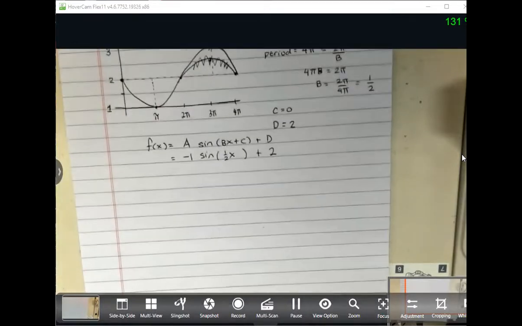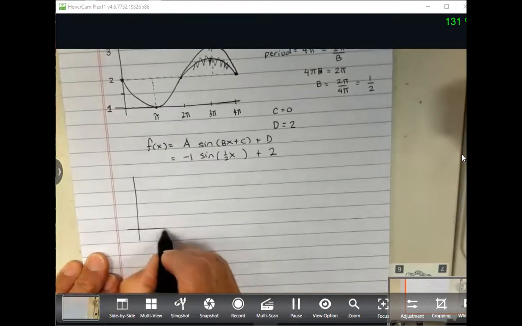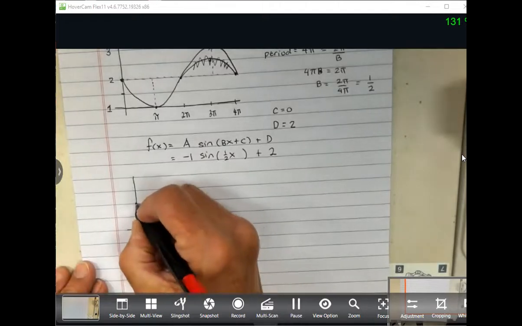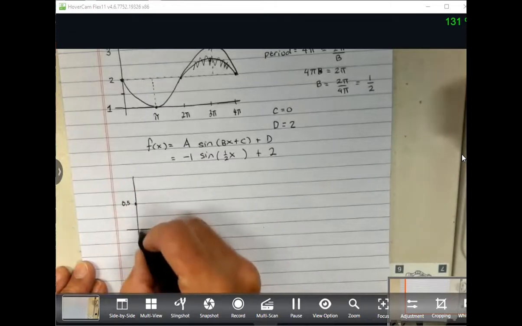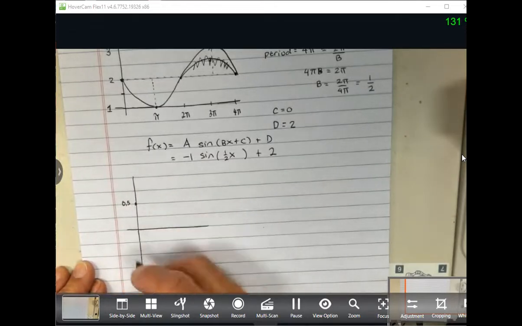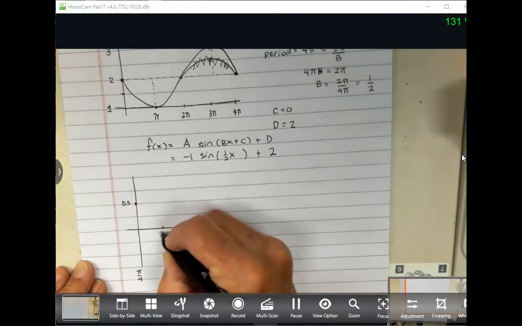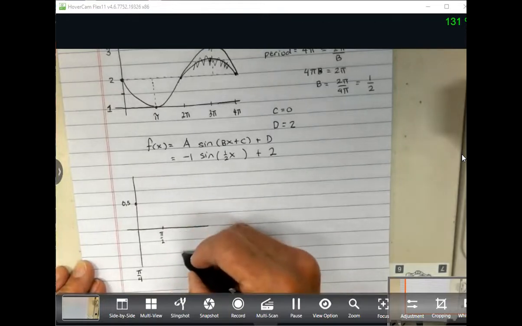The other graph, get this drawn right. I guess I need to go down a little bit lower. The other graph at pi over 4 goes to 1/2. So this is 0.5, and this is marked as being at pi over 4. And then it crosses at pi over 2. And then at 3 pi over 4, it's down to -1/2.